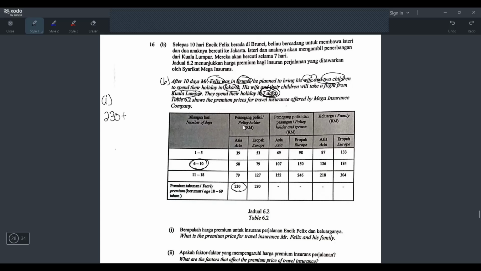For the wife and two children, we will just look at 6 to 10 days because it is 7 days. But then we will look at which one? Policyholder and spouse, family. I think we have to look at family Asia, this one, right? This one, no, because this one is policyholder and spouse. This one is policyholder alone. Because it is wife and two children, it is family, not the holder and spouse. So it's 136. So if you press this, you'll get... okay, my calculator gave me RM366. So this is the answer for question 1.